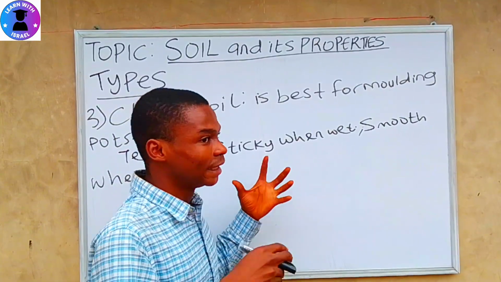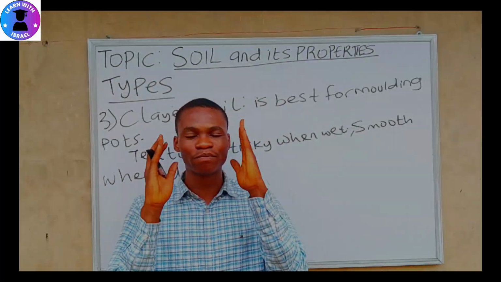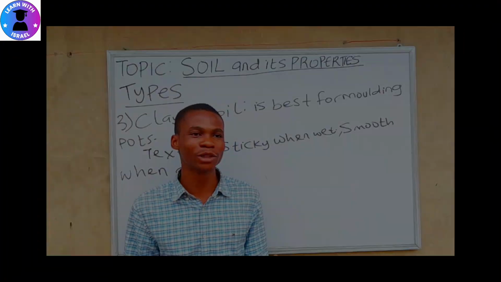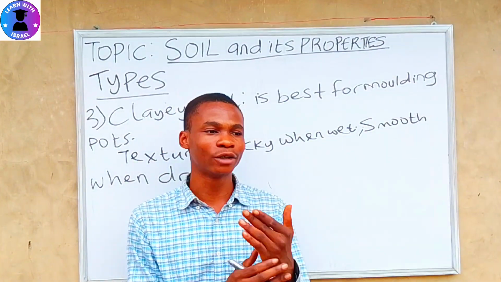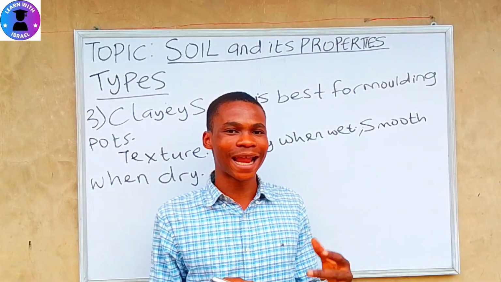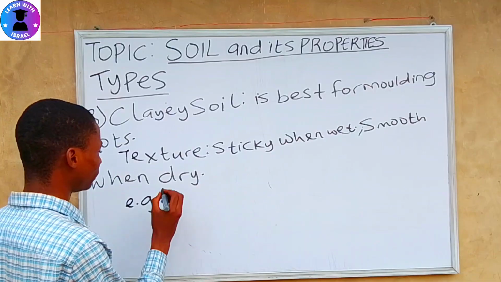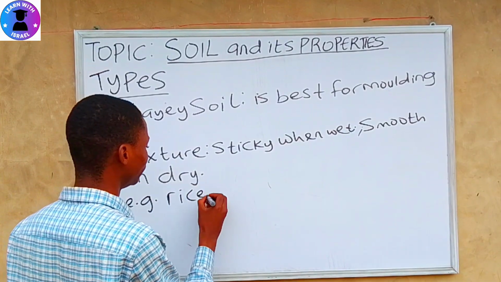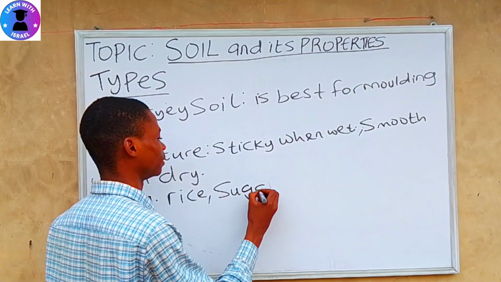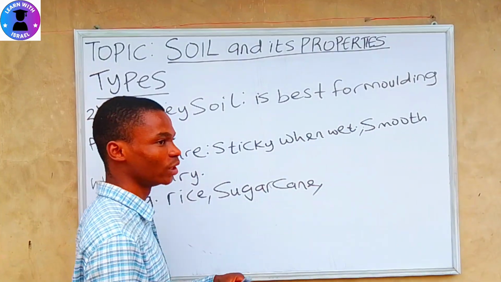Clayey soil can hold water and nutrients. It is very poor in drainage. It can become waterlogged. And it is best to plant crops like rice on clay soil. Crops like rice, sugarcane, and what other crops do we have?